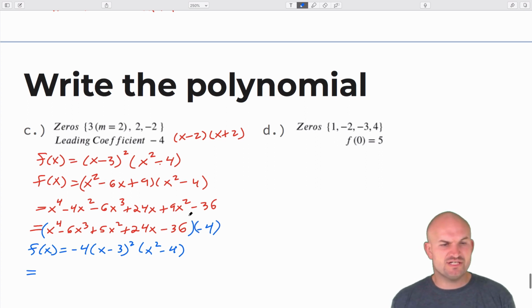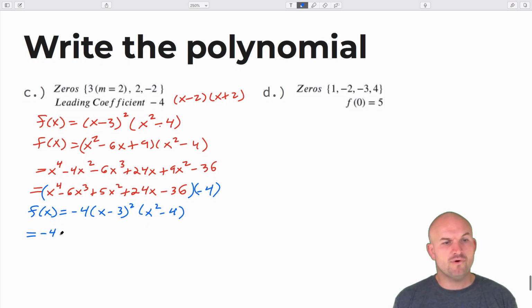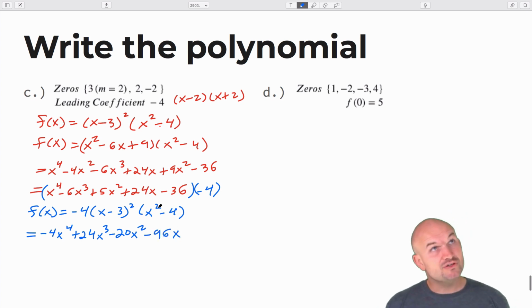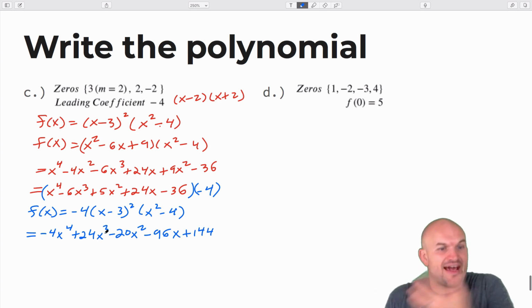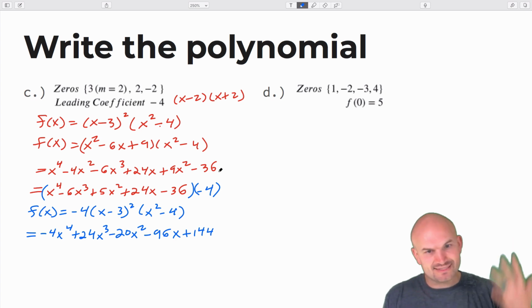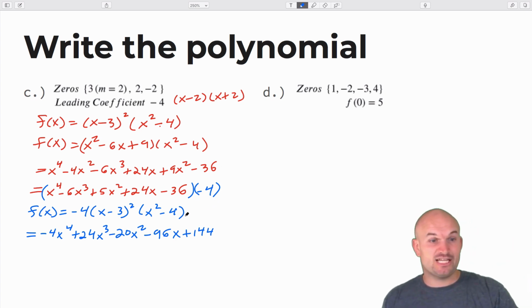Or in this case, I'm actually just going to simplify it out. So let's say we got negative 4x to the 4th. That would be a positive 24x cubed, a minus 20x squared. That's going to be 48, so that'd be a negative 96x. That's 72, so that'd be a positive 144. Okay. Now again, first thing you're doing if you were to solve this, you would factor out the negative 4, and then again, this is just producing a scalar as well as a reflection, but it's not changing the x-intercepts.